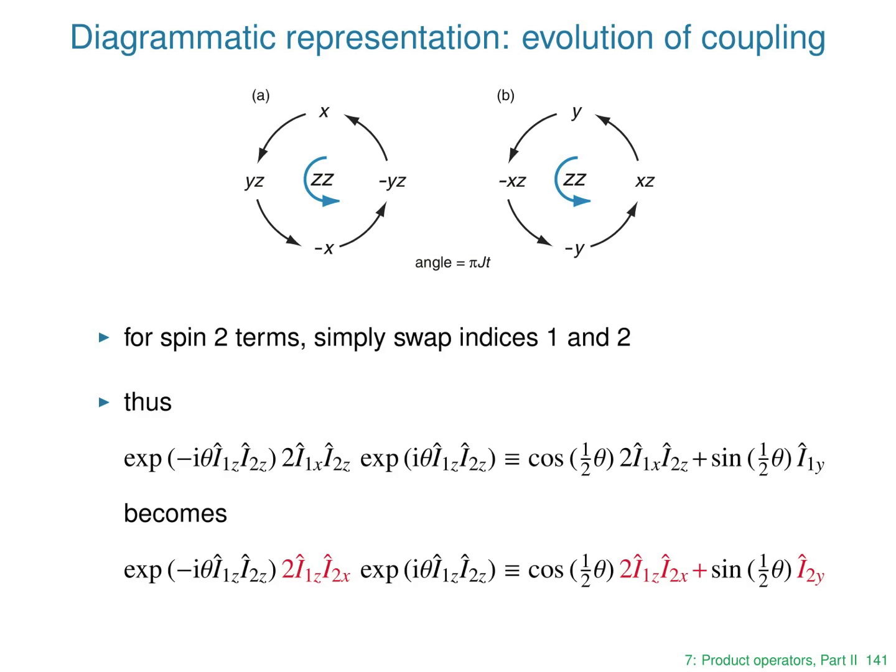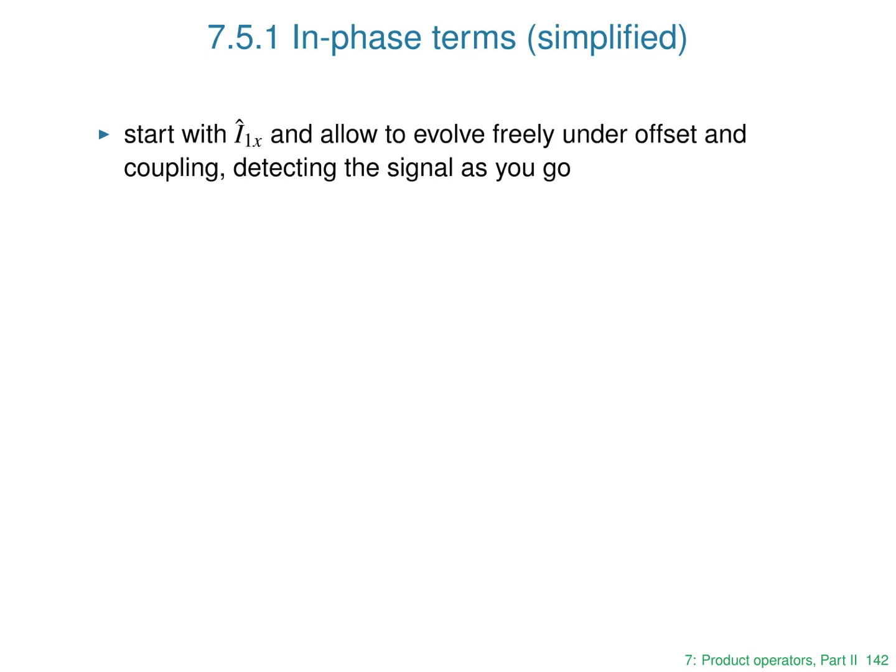So that's how we're going to deal with the coupling. But what I now need to do is to explain what I actually mean by this business of antiphase and in-phase, because that's really rather crucial in all of this. The best way to think about this is if we start with a term like I1x, which I call in-phase magnetization on spin 1.